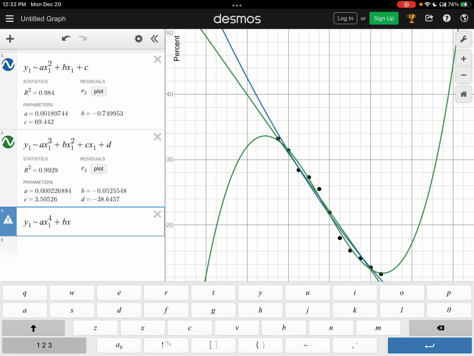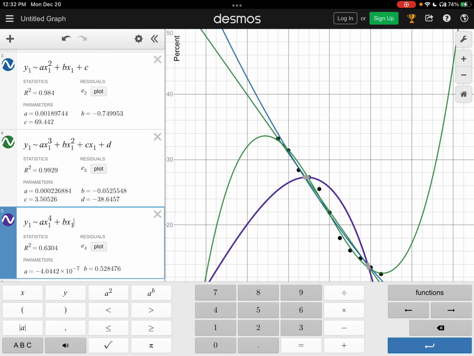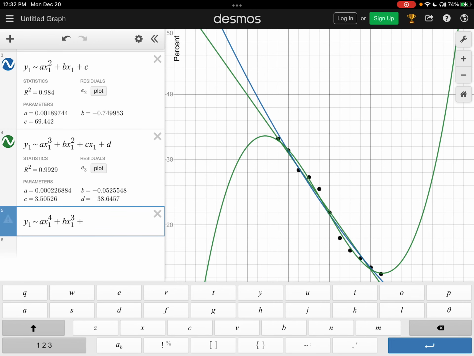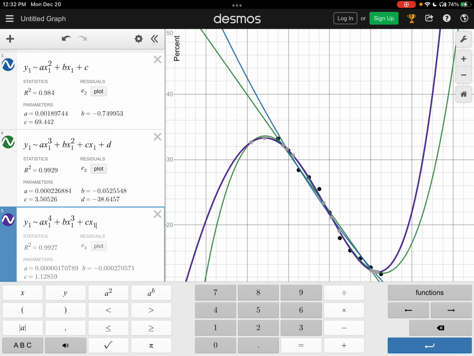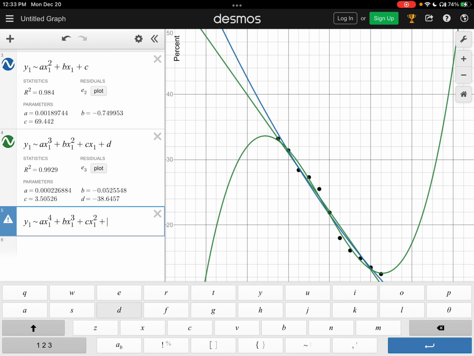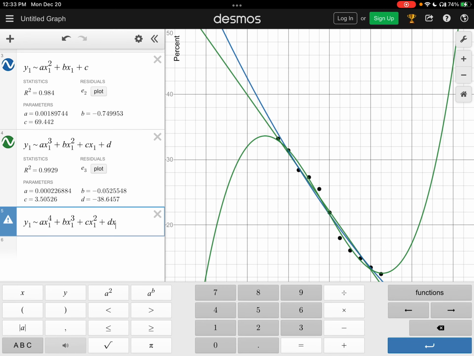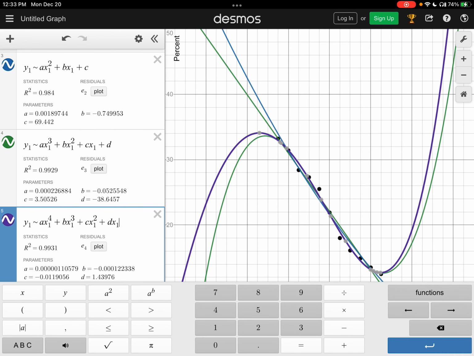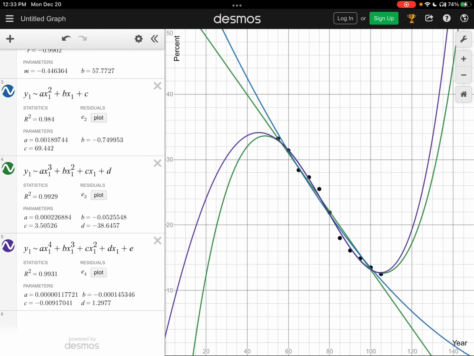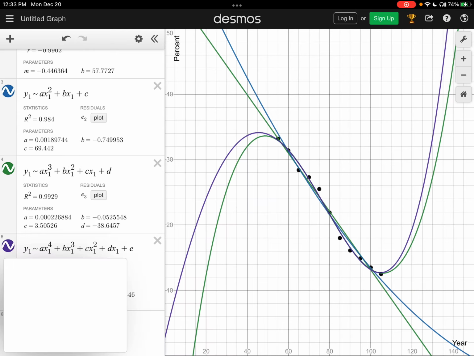And that's going to be to the third power. And then plus c x sub 1. That's going to be squared. We're almost there. Plus d x sub 1. Pull your x's from that list. And then plus e. Okay, I think we got it all. There it is. Okay, I'm going to go ahead and do another screenshot.